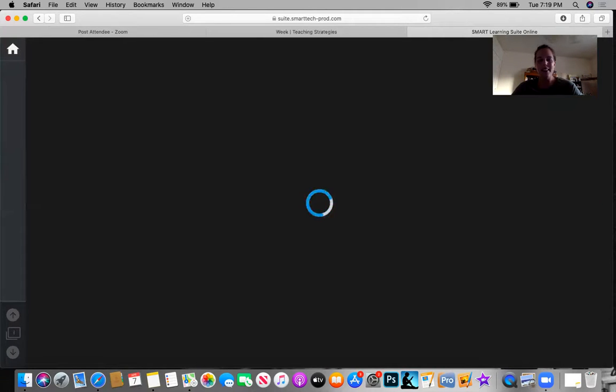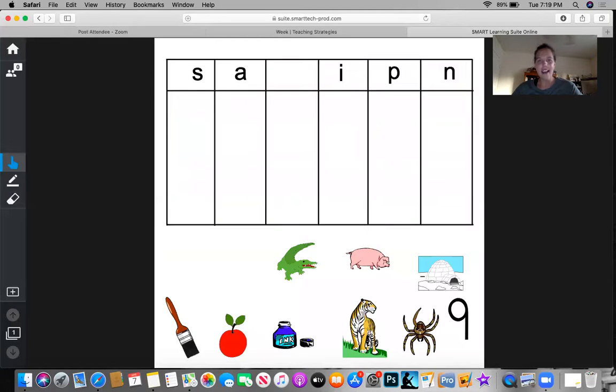It's loading, loading, loading. Hey, there it is. Whoa, there's a letter that went missing. There it is. Okay, and we have a couple more pictures that are waiting to load. There they are. All right, guys.